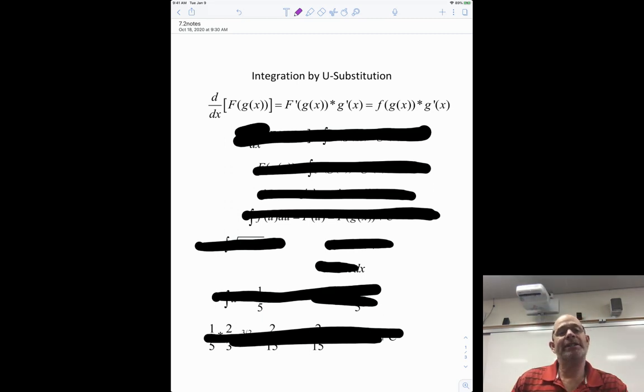Hello, everyone. This is section 7.2. We now start the methods for finding antiderivatives.